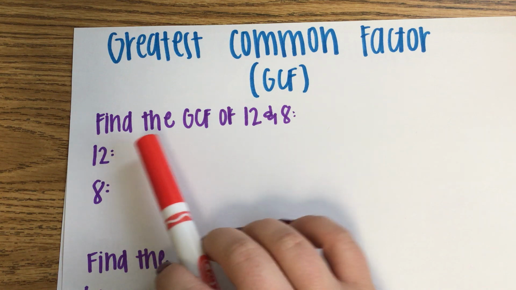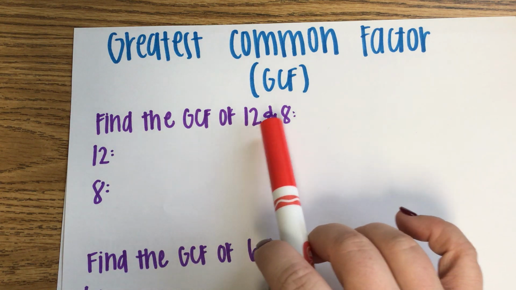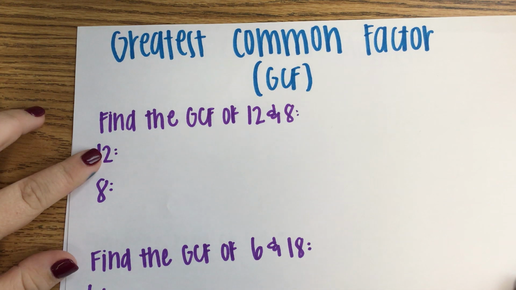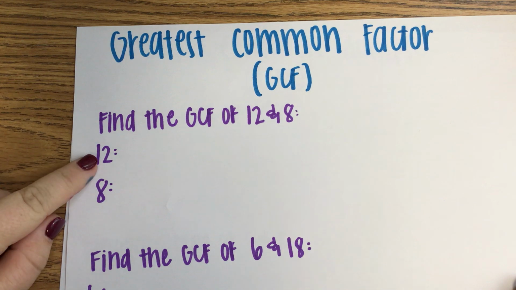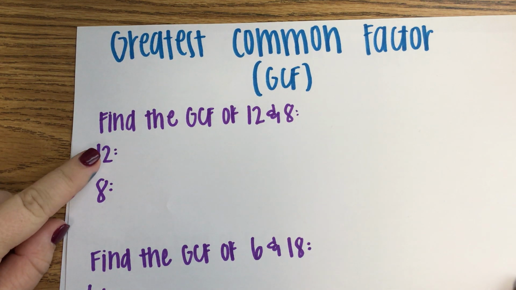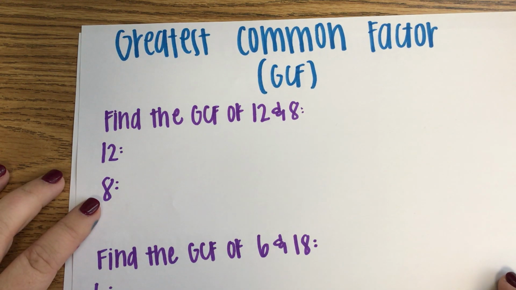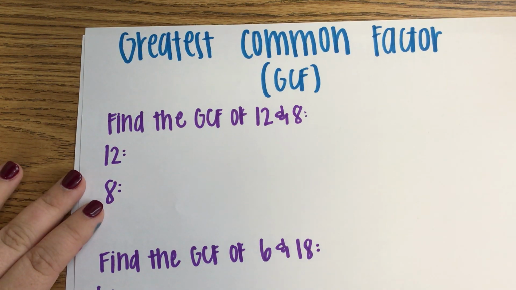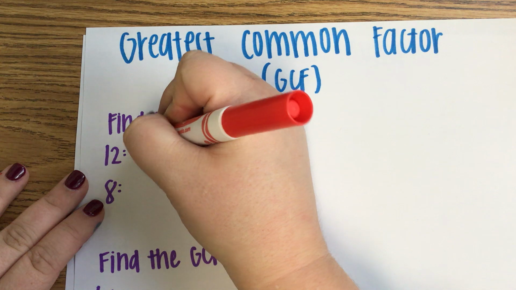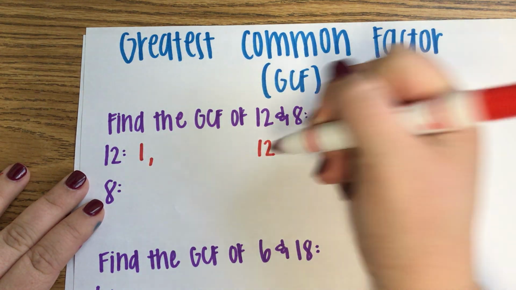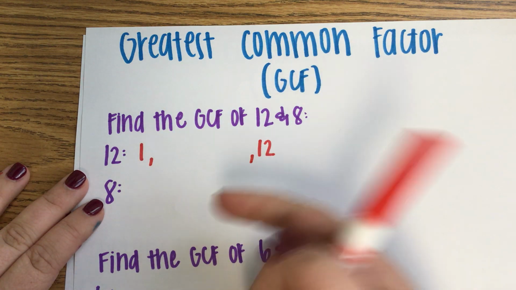This question says, find the GCF of 12 and 8. To find the greatest common factor, I need to start by finding the factors of 12 and the factors of 8. Those factors are all the numbers that you can multiply to give you 12 and to give you 8. How I like to start is, when you find the factors, I always start with 1 and 12 and leave myself a little bit of a gap, okay?